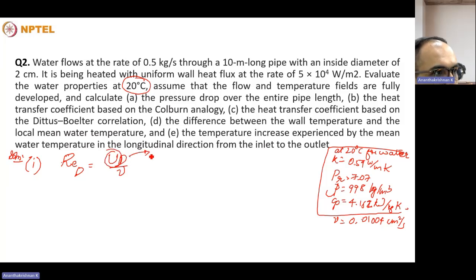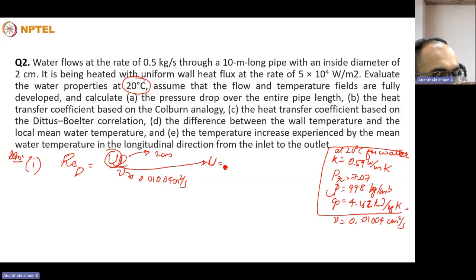We know the value of D, that is the pipe diameter, which is equal to 2 centimeters. And the kinematic viscosity will be the given value, 0.01004 centimeter squared per second. So we calculate the value of u in centimeter per second and substitute that.